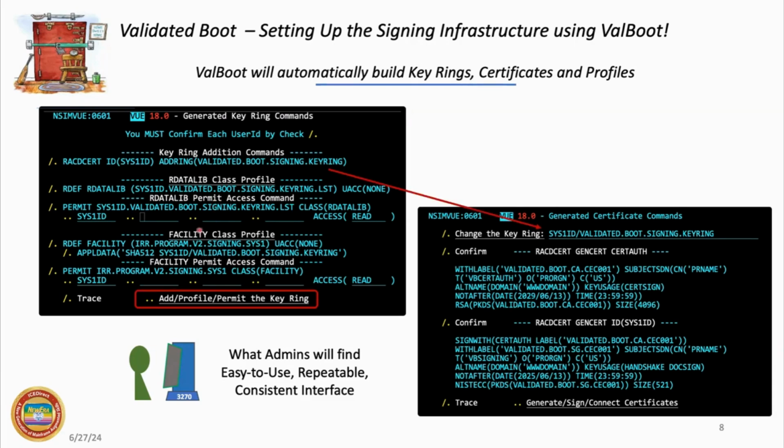Now, when you click on the Add Profile, Submit, and Keyring launch point at the bottom of the panel, it will then take you to another panel that will allow you to generate the commands that are associated with the certificates that you want to add to the keyring. You want to connect to that keyring. And ultimately, you can generate those, and when you are done, you will have completed a complete structure.